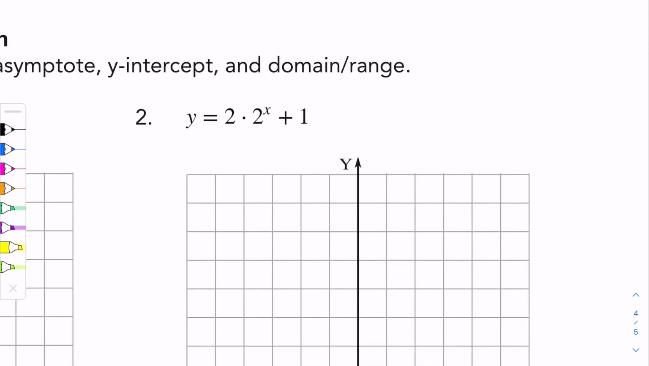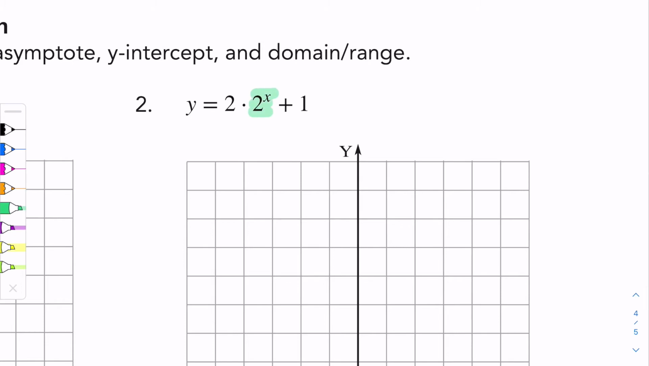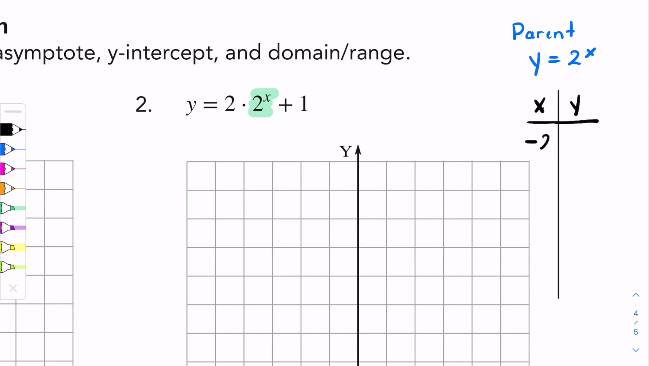Okay, number 2. 2 times 2 raised to the power of x plus 1. 2 raised to the power of x is your parent graph. We already tested these values, but I'm going to write them again so they're right here for us to graph with. We have negative 2, our output was 1/4. Negative 1, our output was 1/2. 0, our output is 1. 1, our output is 2. 2, our output is 4.